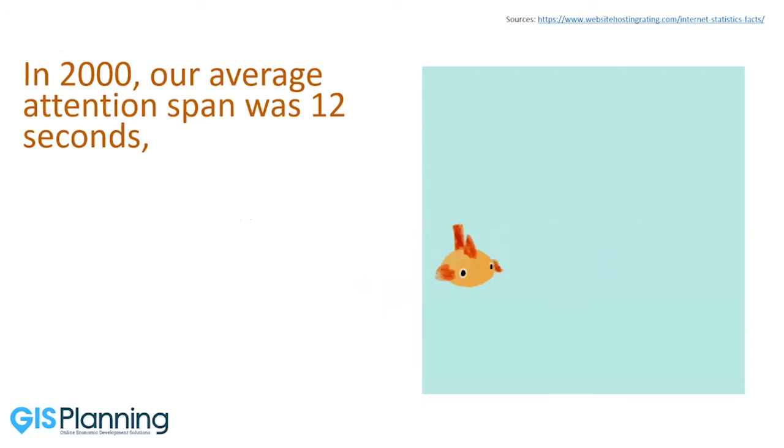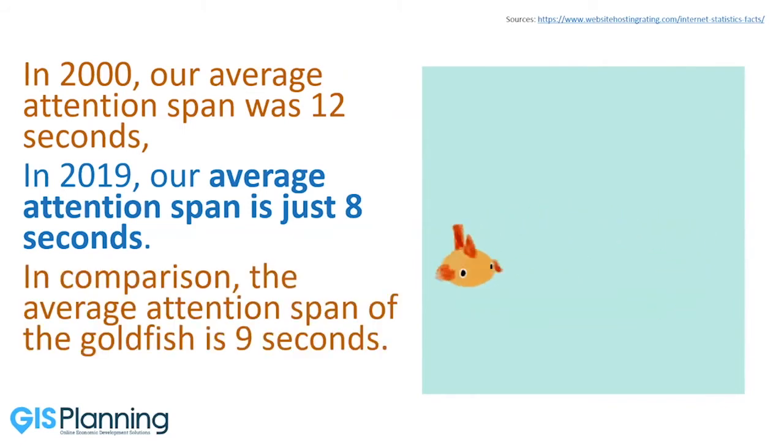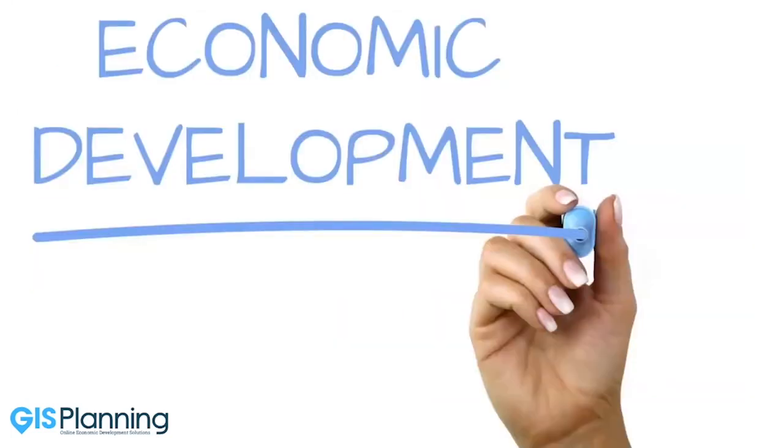It's interesting: back in 2000, our average attention span was 12 seconds. In 2019, last year, our average attention span was just about 8 seconds. And for some perspective, the average attention span of a goldfish is about 9 seconds. So we need to really get our message across, and get it across quickly. So how does this relate to economic development?